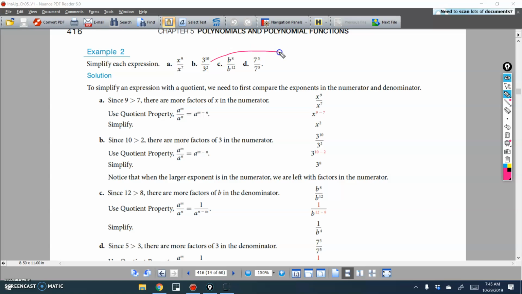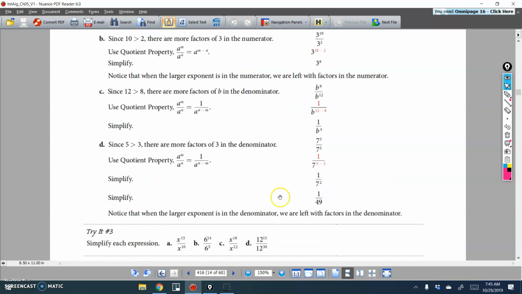Next, if we have 3 to the 10th over 3 squared, that would be 3 to the 10 minus 2, that would be 3 to the 8th. Again, like bases in a quotient, subtract the exponents, and it's always numerator minus denominator.